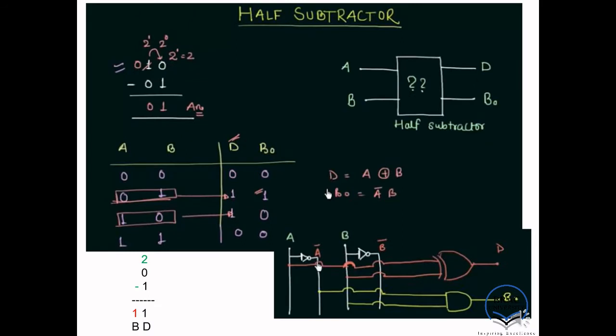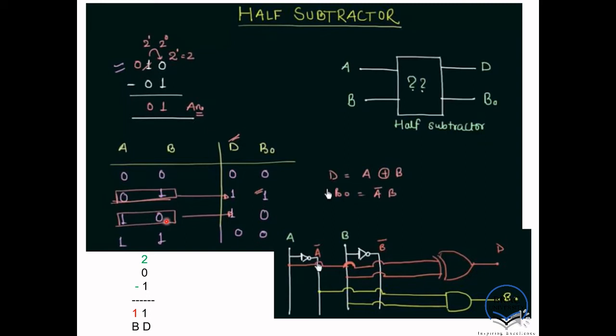Now the half subtractor. For the half subtractor you have two inputs and two outputs: two inputs A and B, and two outputs D and B naught. Okay, so 0 minus 0: your result is 0, borrow is 0.